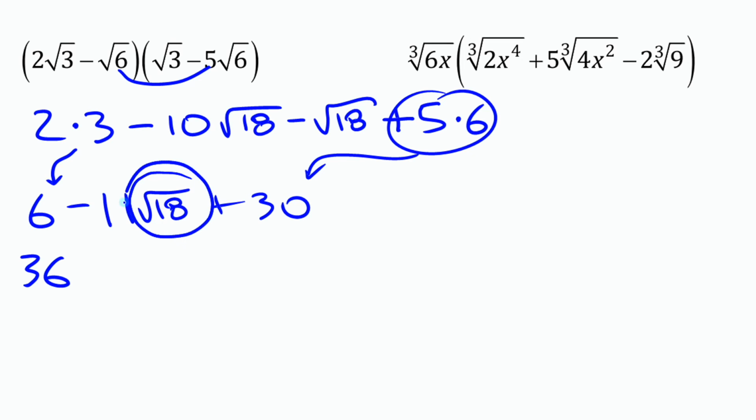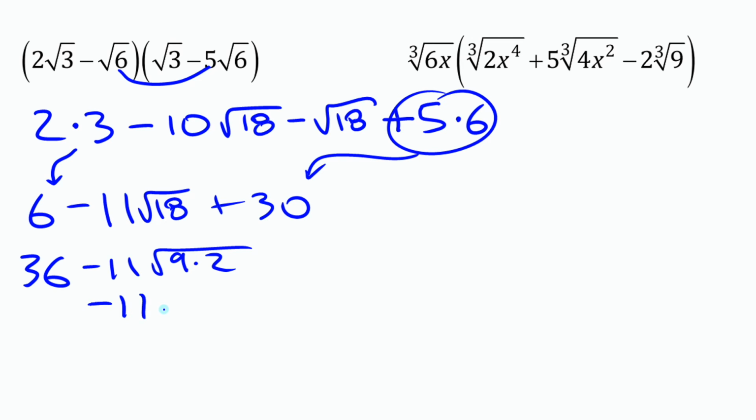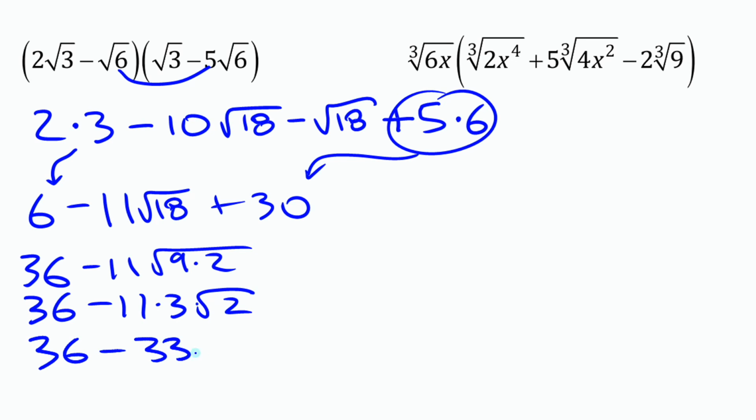The last thing we have to look at here is this minus 11 root 18. We need to look at if we can simplify that. Because root 18 does have a perfect square factor. You can actually write it as root of 9 times 2. When you write it as root 9 times 2, that means we're going to have minus 11 times 3 times root 2. And then, of course, we have our 36 in the front there. And that means we can write it as 36 minus 33 root 2.